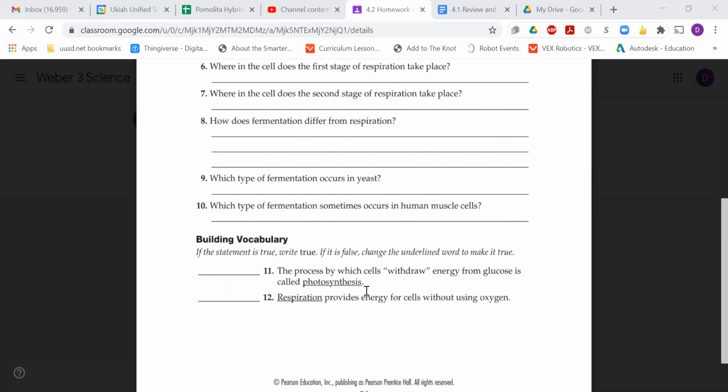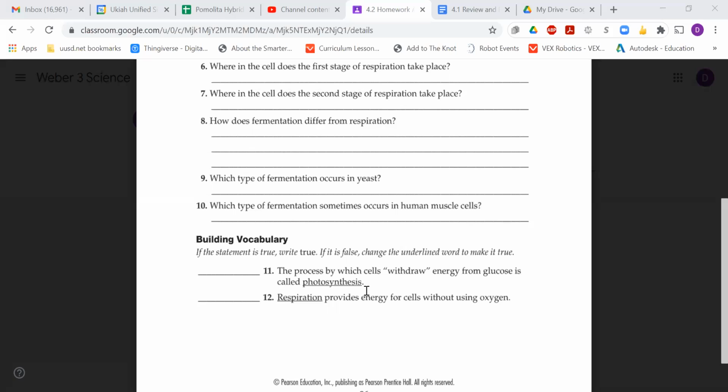Now, what type of fermentation occurs in human cells, muscle cells specifically, and it sometimes occurs? The type of fermentation that occurs in human muscle cells is called lactic acid fermentation, and that's Brianna. Yes, you guys are fantastic.